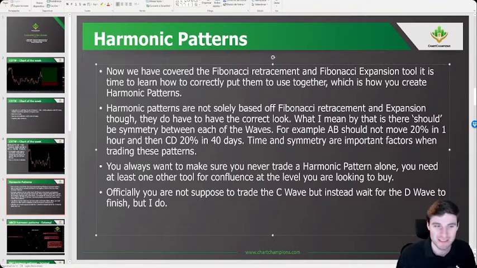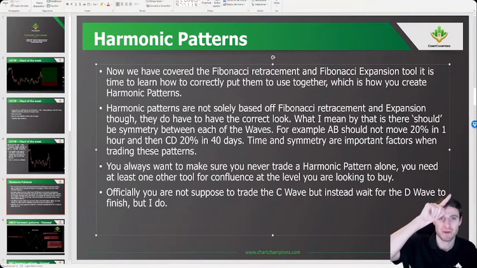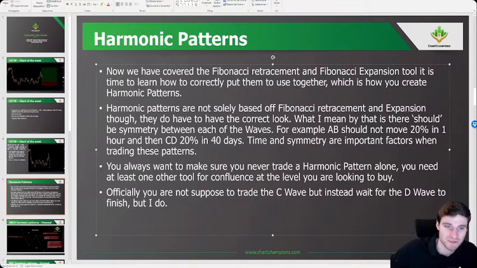And if this isn't making sense at the moment, by the end of the stream it will, so don't worry. For example, AB should not move 20% in 1 hour, and then CD move 20% in 40 days. Obviously, the symmetry would be down, then say whatever happens on the next leg, and then massively sideways for ages. There's no symmetry between the waves, and what you're looking at is, I would say, not really a valid harmonic pattern from my perspective. So you want to see the symmetry.